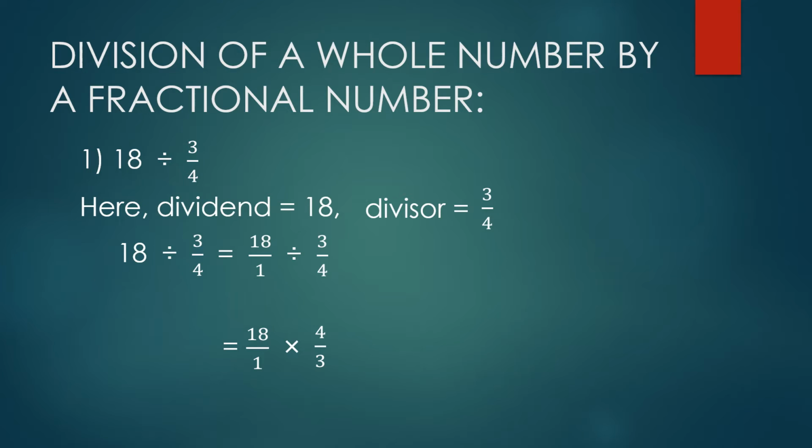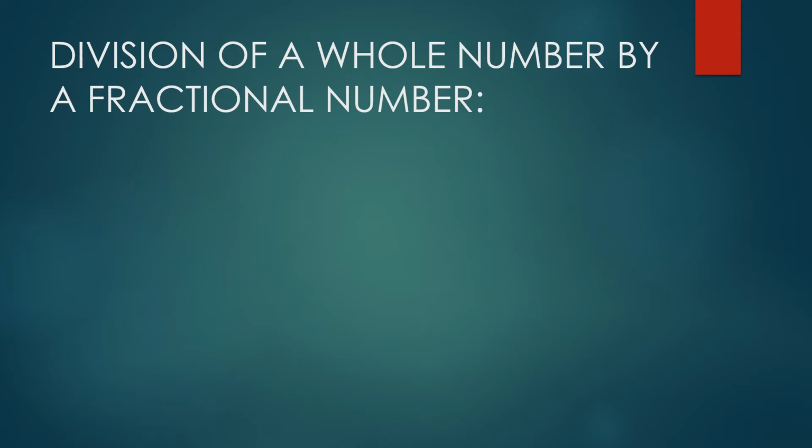Now simplify. See, 18 and 3 both are divisible by the same number 3. So cancel them out by 3. 3 1s are 3 and 3 6s are 18. Now it cannot be further divided, so do the multiplication. 6 4s are 24, so the answer is 24 because 24 upon 1 is equal to 24. Let's solve one more question.